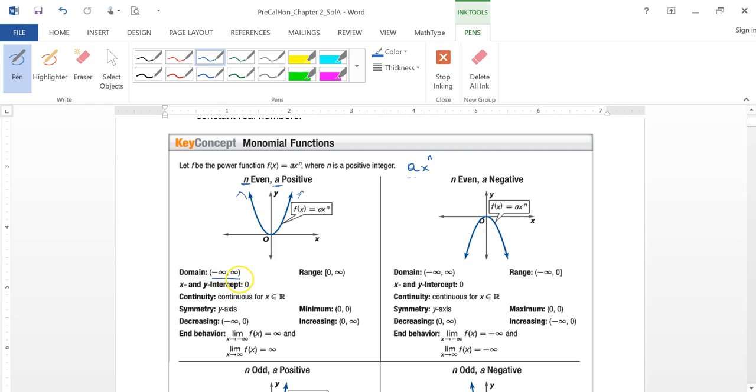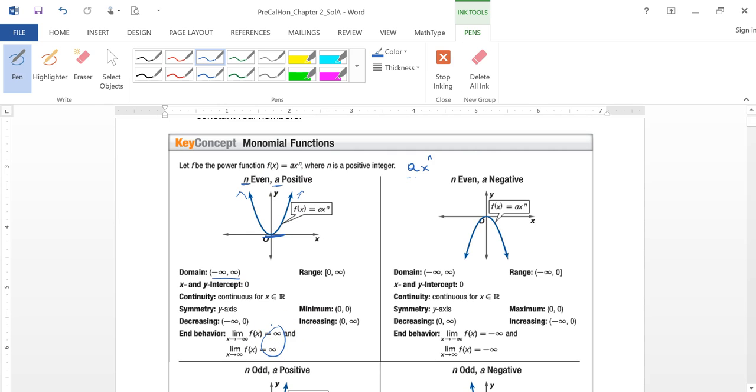The domain is negative to positive infinity. The range you can clearly see is from 0 to positive infinity. X and y intercept are 0. Now, of course, this is the basic parent function, right? And you can translate this, but this is what the basic function looks like. It's continuous for its entire domain. There are no discontinuities. It's decreasing and then increasing, okay? And the end behavior is such that at positive and negative infinity, both ends are going to positive infinity.